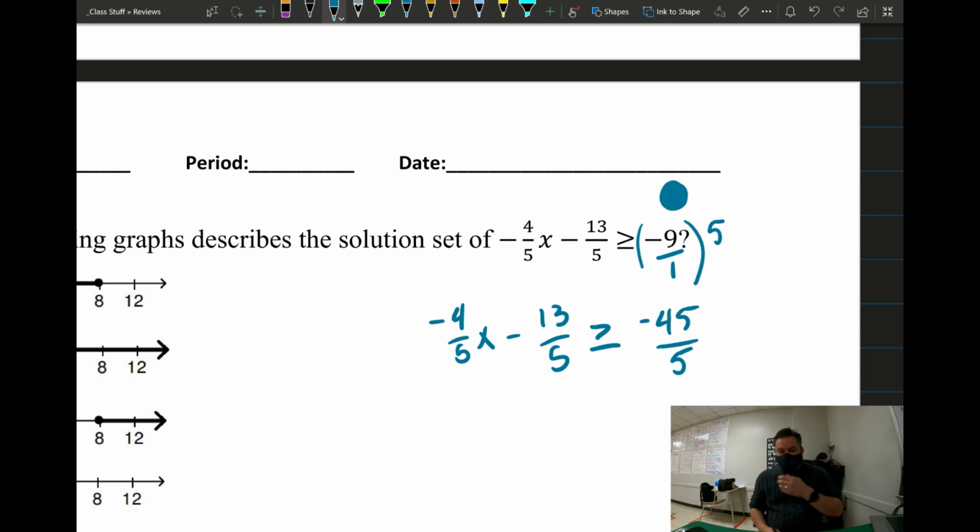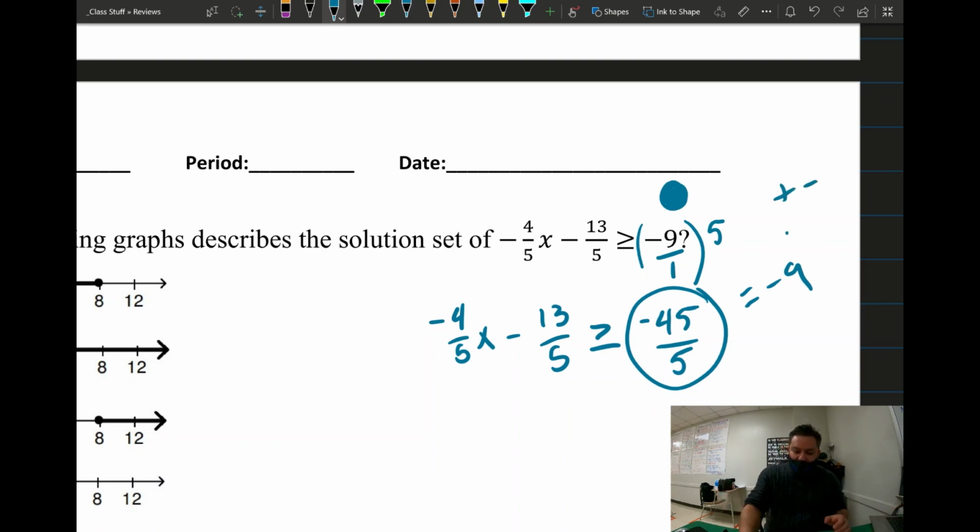Now, do we have the same denominator on everything? This right here is the same thing as negative 9, right? Because 45 divided by 5 is just 9. Positive and negative gives you negative. So they're the same thing. Nothing has changed, except now I have all fractions.